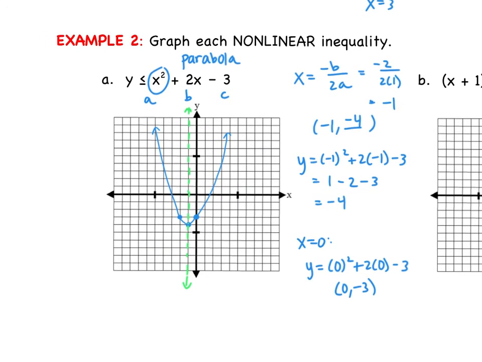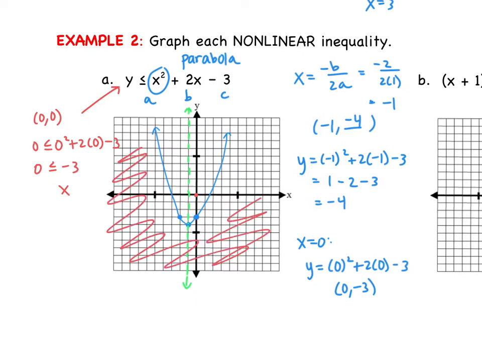So 0, 0 is not on the line, so it's okay for me to plug in. And again, you're plugging it into the inequality. We get 0 is less than or equal to 0 squared plus 2 times 0 minus 3. So in this case, 0 is less than or equal to negative 3. That is false. So I do not want to shade where 0, 0 is. 0, 0 is the inside of the parabola, so I don't want to shade that.